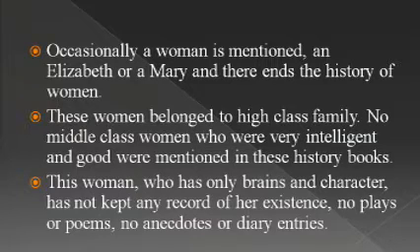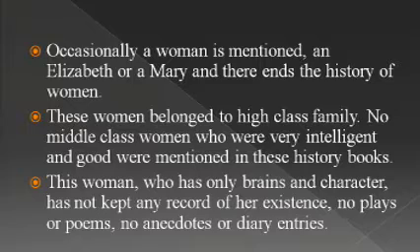Did he avoid women in history? Occasionally, a woman is mentioned, an Elizabeth or Mary, and there ends the history of women. These women belong to high class families. No middle class women who were very intelligent and good were mentioned in these history books. This woman who has only brains and character has not kept any record of her existence. No plays or poems, no anecdotes or diary entries. No history of such a woman existed. We can say that Trevelyan avoided women completely in the history of England.